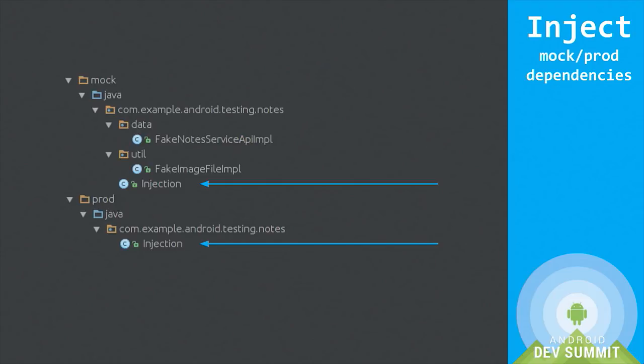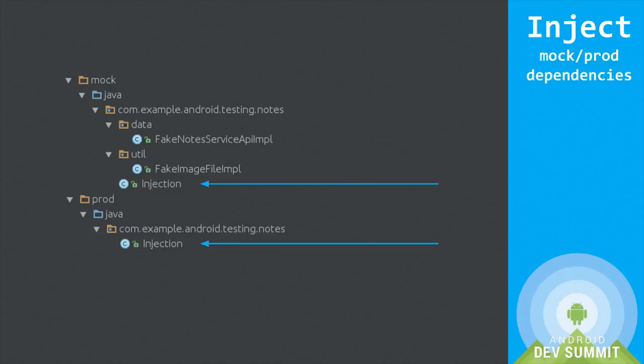This is where the actual replacement happens. The injection class lives in both mock and prod source sets. So that is the class that is going to be replaced depending on the version that you're using. Also, we put the fake implementations in the mock source set. This is great because it's actually going to hide these classes from the production app so that you can't use them by mistake.